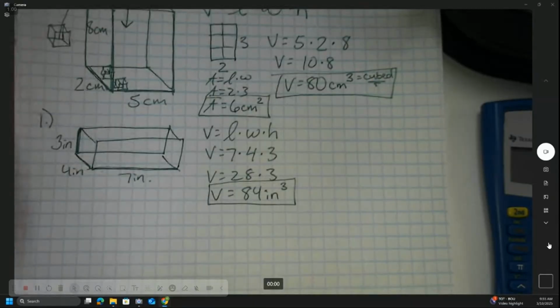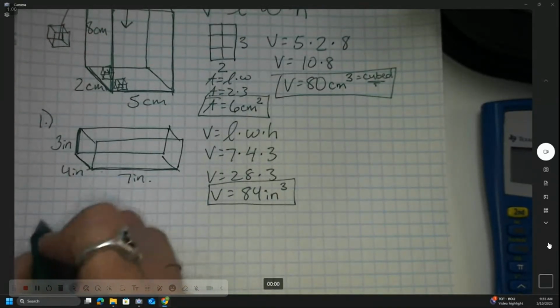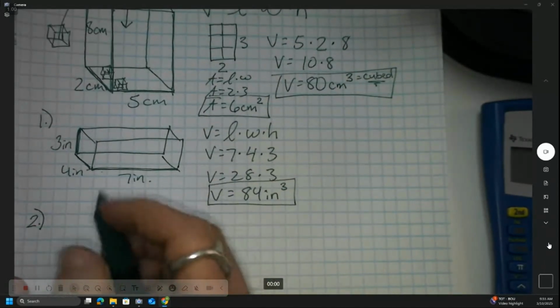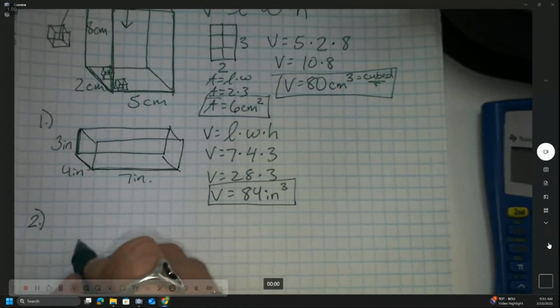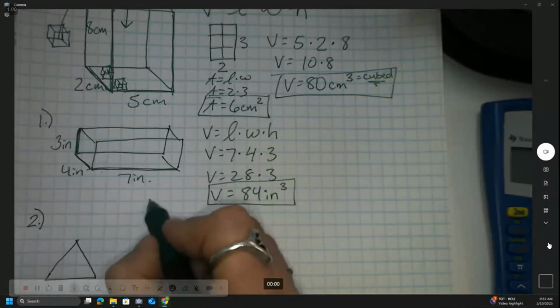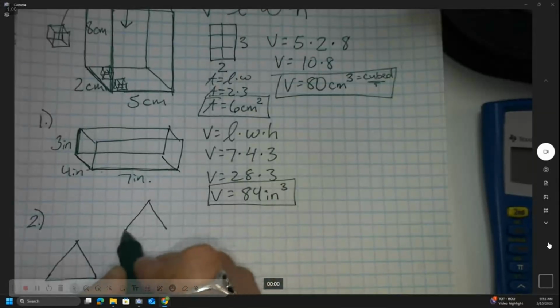What's new with the 7th grade skill is triangular prisms. So let's go ahead and do number 2 with a triangular prism. I always think of a tent. So like if you're pitching a tent and going camping, and we practiced drawing these in a previous lesson. Okay, just follow Miss Chiano.